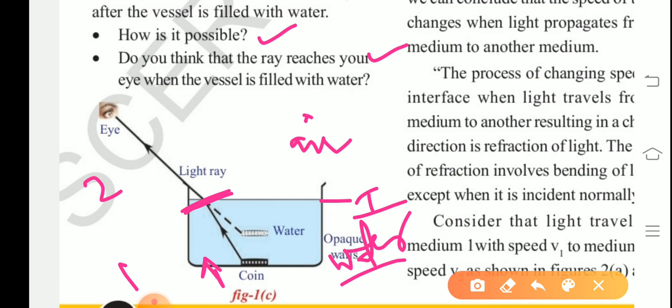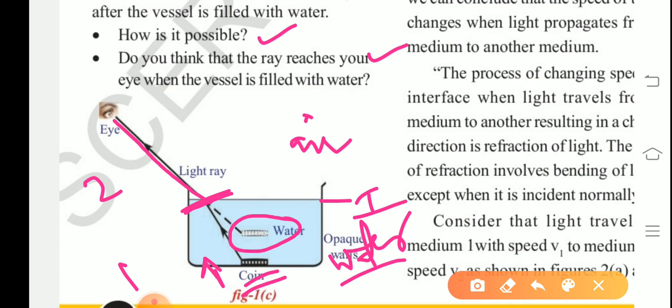This is the incident ray. So here, due to the change in its speed, the light ray bends like this. That's why after the vessel is filled with water, the coin is visible to you, but not from its original place. It appears somewhat raised in the vessel, so you can see the coin at this place in the vessel.